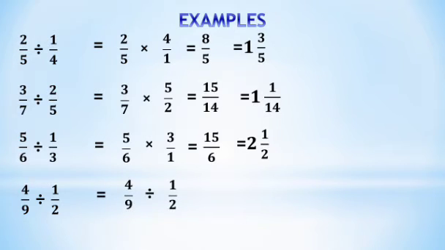Now let's begin with our last example. Here 1 by 2 will get reciprocal and becomes 2 upon 1. We will multiply numerators together, it becomes 8 and denominators together, it becomes 9. So now 8 upon 9 is a proper fraction. So we need not change it into mixed fraction. So our answer for the last example will be 8 upon 9.